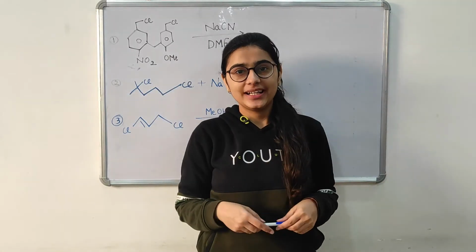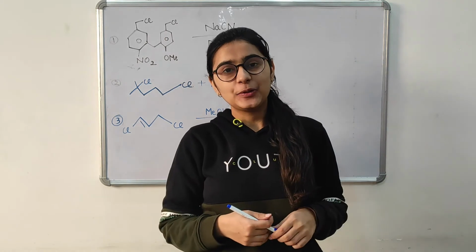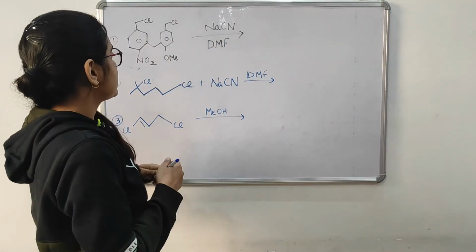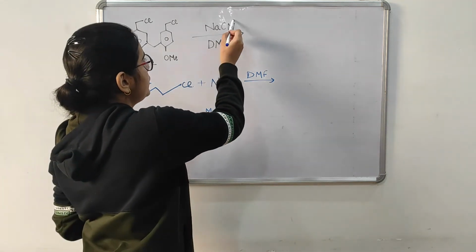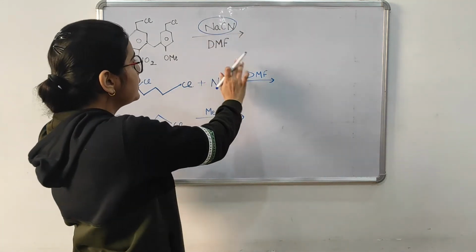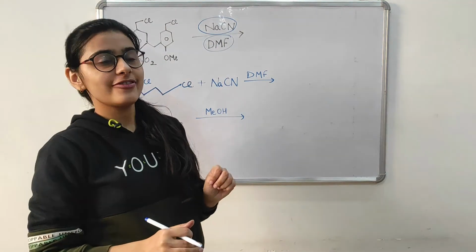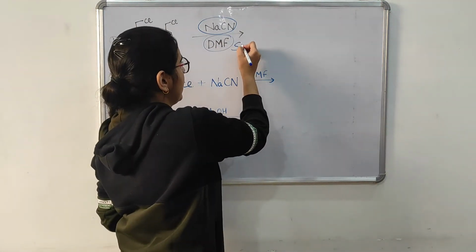Now we will try to understand SN1 and SN2 with the help of some more examples. So our first example is this. We have the nucleophile NaCN and a polar aprotic solvent, DMF. So obviously this will be our SN2 reaction.